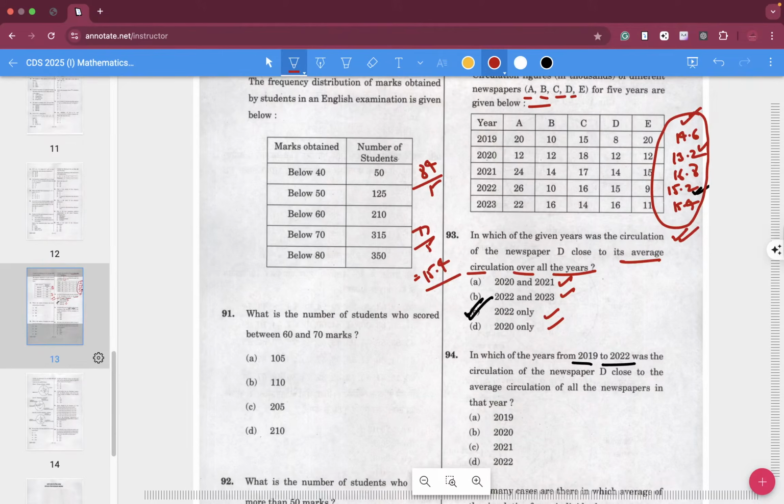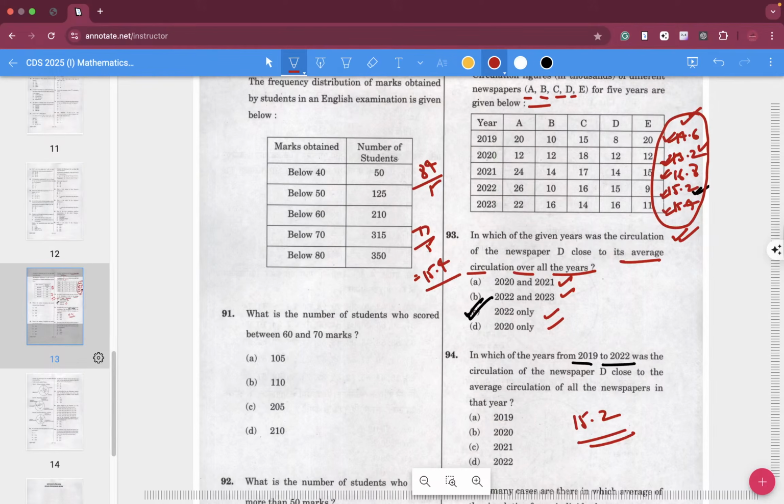Closer numbers. Now we are doing question number 94. You have to first get rid of the outliers. This is the outlier on the upper side, this is the outlier on the lower side. Then this is another outlier, and this is another outlier. What you are left with is 15.2. So you can say that the overall average for all the newspapers is close to 15.2. So anything for D that comes close to 15.2 is the answer.